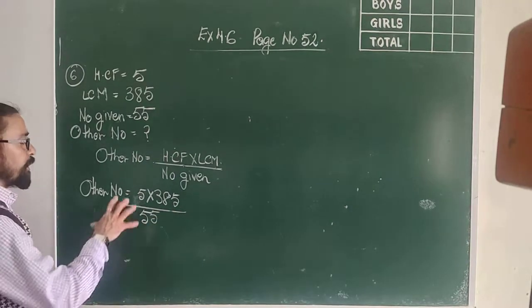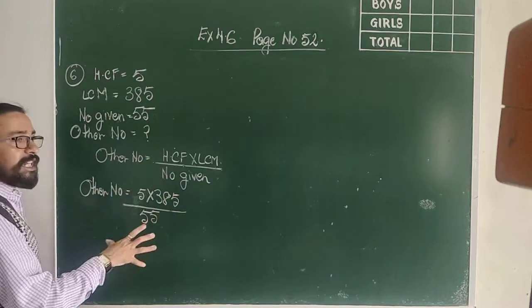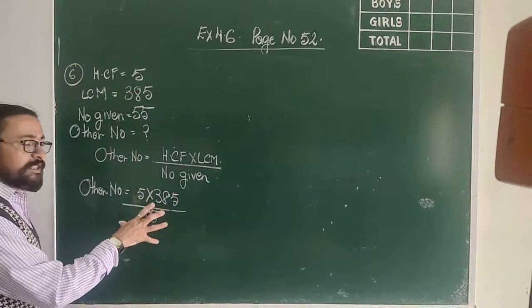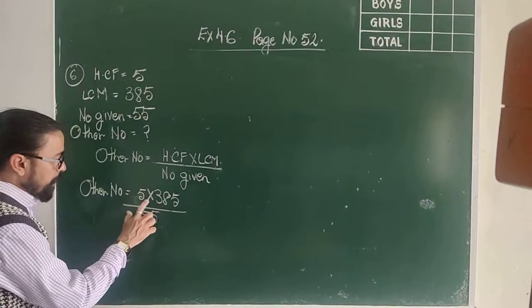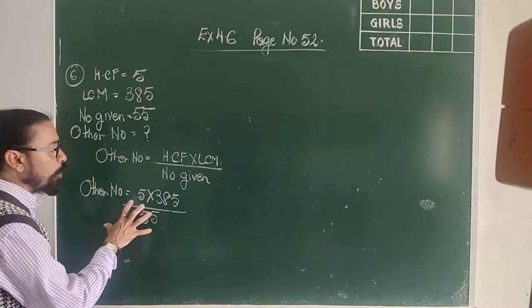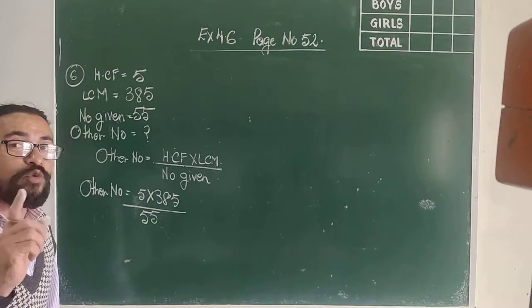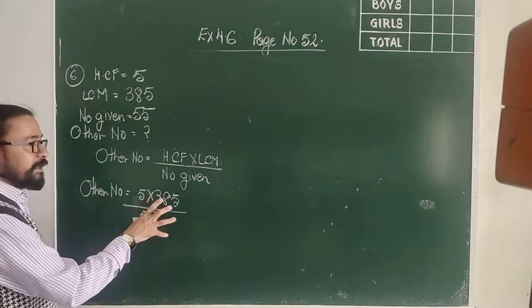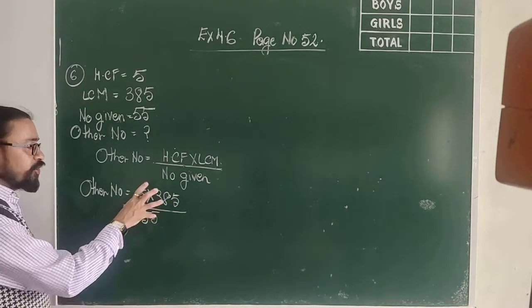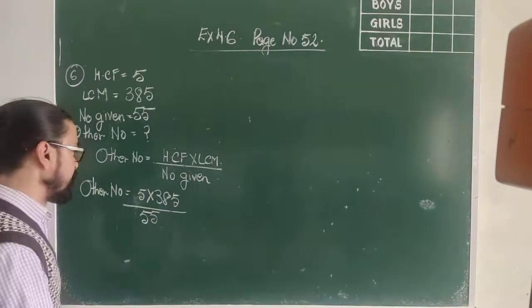Now remember children, when you have all these numbers with a division mark, everything will cancel. A number multiplied by a number divided by a number, all this will cancel and give you a perfect answer. If it is not cancelling, that means you are doing your sum wrong. It has to cancel. Each number out here will cancel and give you a perfect answer.